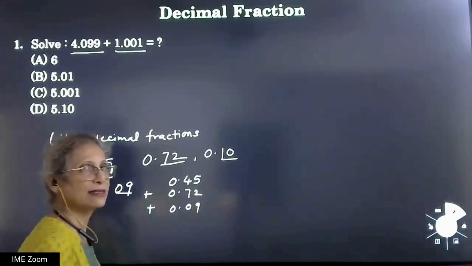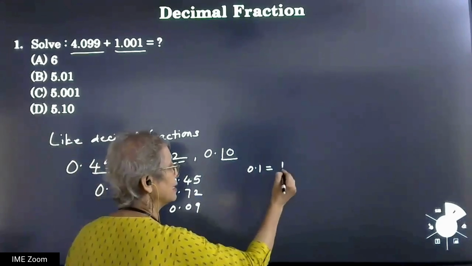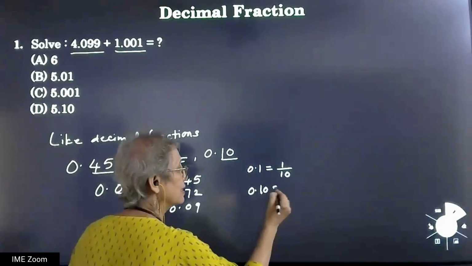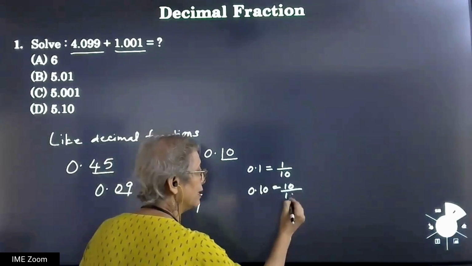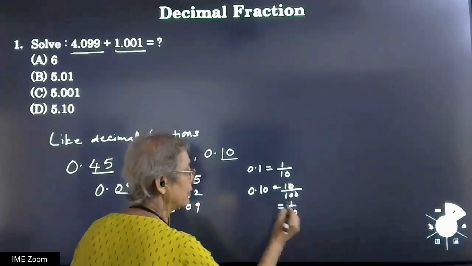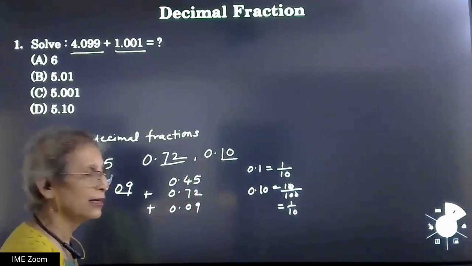So now there are 2 digits. If I write 0.1, this is nothing but 1 upon 10. And if I write 0.10, this is nothing but 10 upon 100. And if you simplify, it becomes 1 by 10. And therefore the value remains same. And now I have converted this into like decimal.